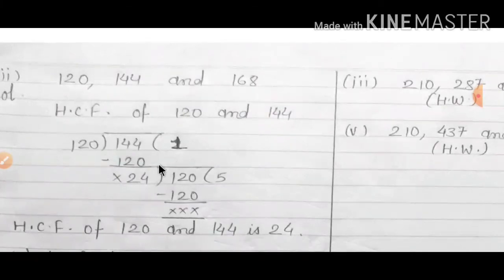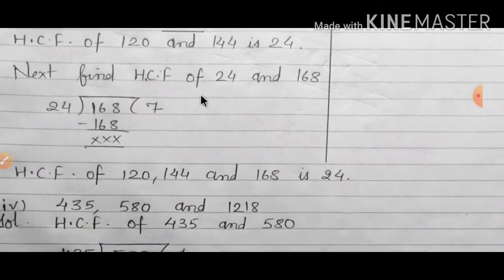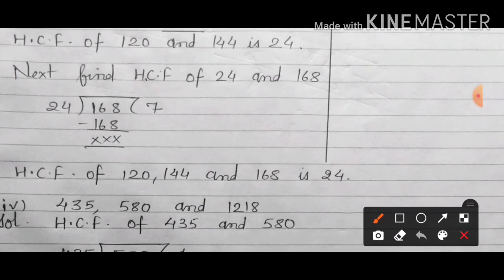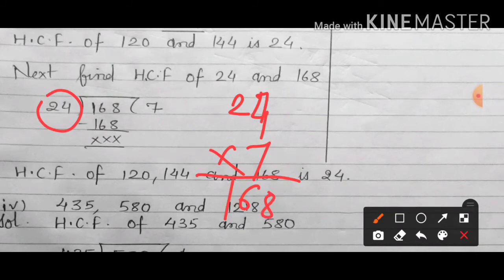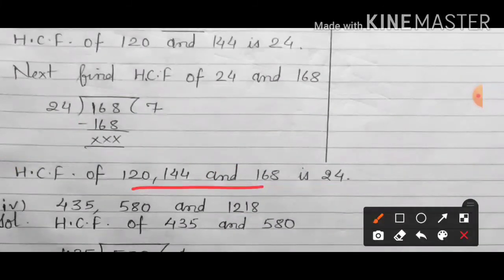Now we will find the HCF of 24 and 168. Again we will divide the greater number by smaller number. And we know that 24 7s is 168. So the final answer, the HCF of all the three numbers 144, 168 and 120 is 24.